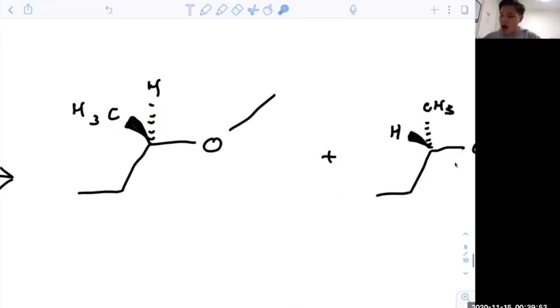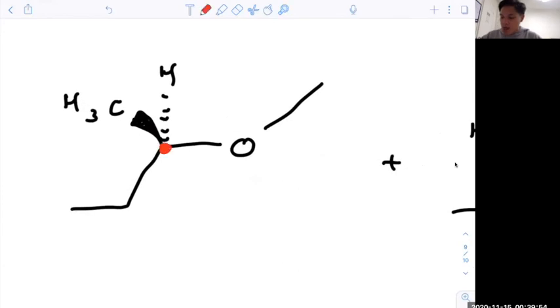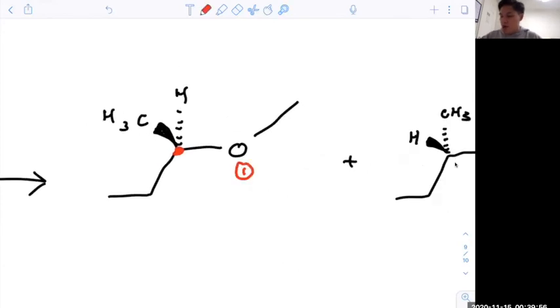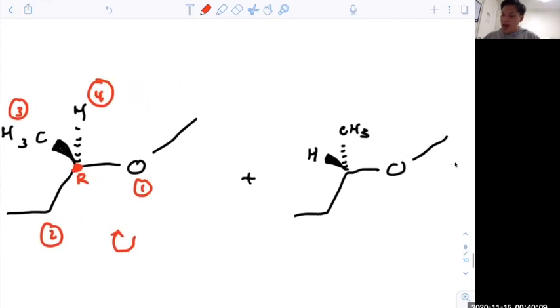So let's do our R and S naming. We're focusing on this carbon. This oxygen is number 1. This group would be number 2. This one would be 3. The H is on the back and it's the 4th, which is good. This is an R because it goes clockwise. So if that H is on the back and it's an R, this H is now on the front, so we should flip it. So it's S, but let's just make sure that's truly the case.